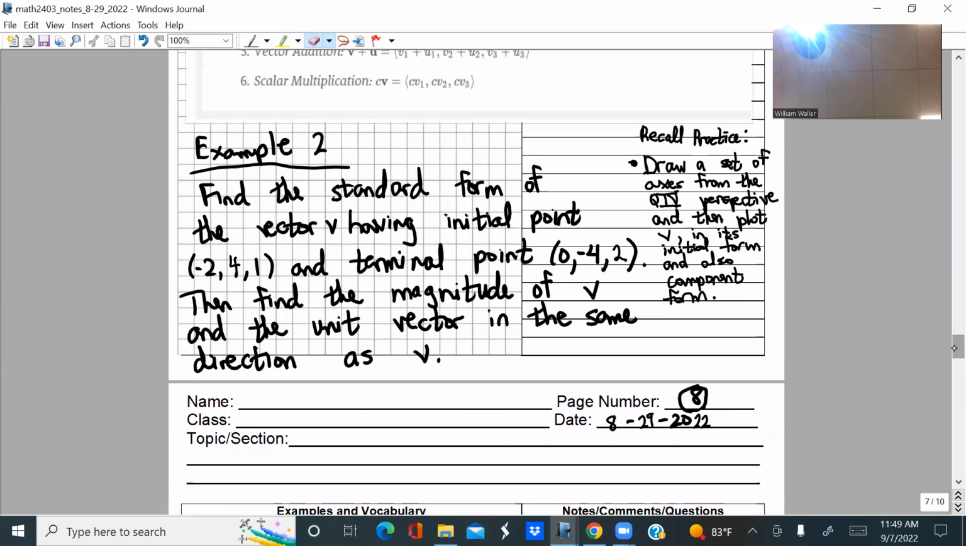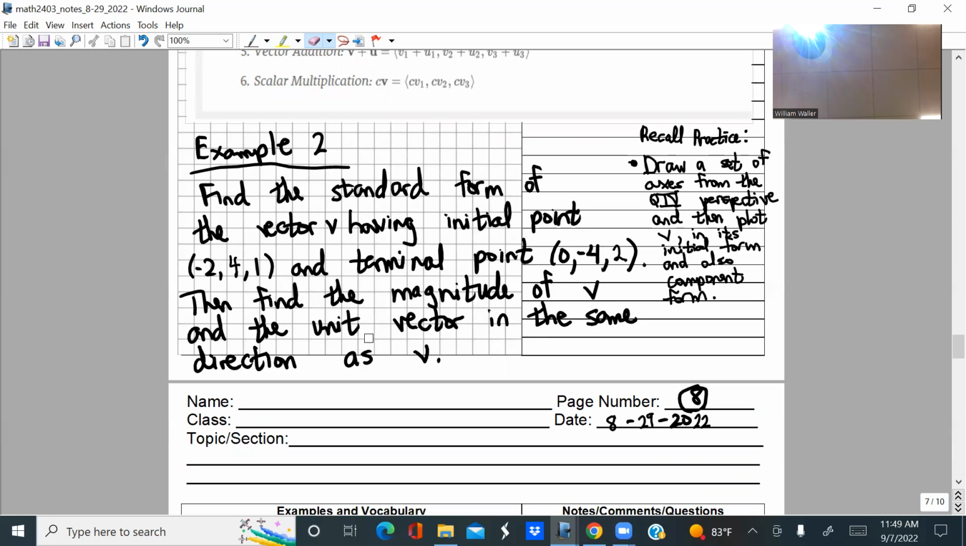So let's practice a little bit with this idea. Here we have a vector that is called V. So we have this vector V. It has initial point (-2, 4, 1), and its terminal point is (0, -4, 2). Okay, so here you're given the initial point and the terminal point. And now what we want to do here is find the magnitude of this vector, right?